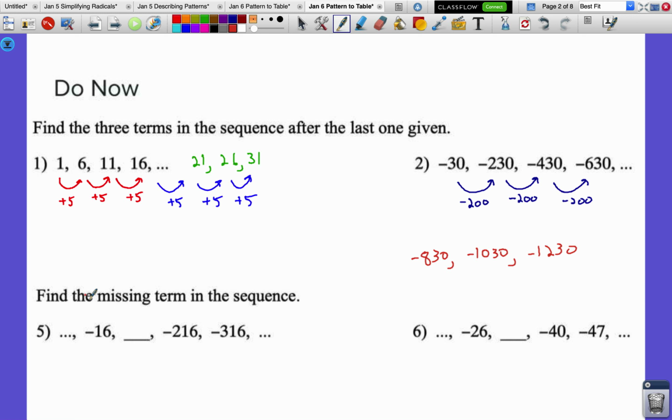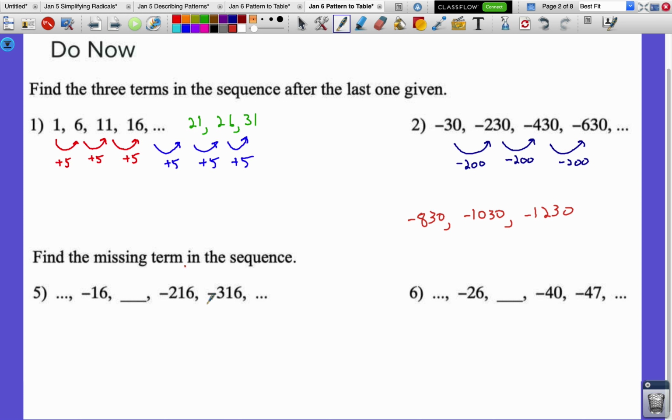All right, keep going. Now we're missing a term in the middle of a sequence. Again, we don't know if this is an adding, subtracting, multiplying, or dividing pattern. We've got to figure that out. But if we look at the three numbers that we can see, it looks very similar to the last one, a subtracting pattern. So now we just have to figure out what we're subtracting by. You could do negative 316 minus a negative 216, and you'll get negative 100. It looks like we're subtracting 100.